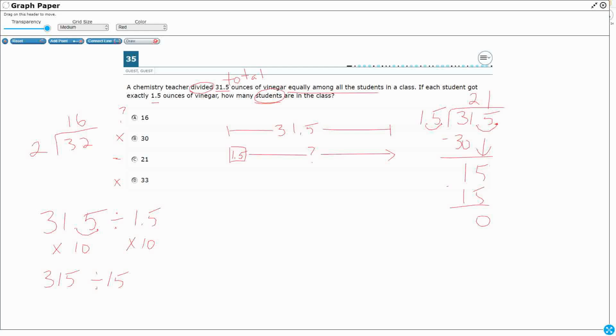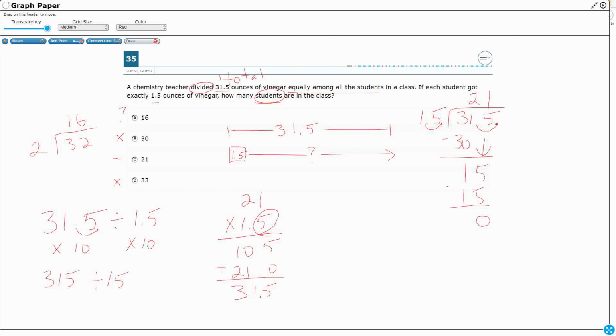Now, to double check, it's pretty easy. I'm going to do 21 times my 1.5. And then that is going to be 5, and that's 10, and then that's going to be 21. Now, since we kept that decimal, we have 1 digit behind the decimal in a factor, and we've got 1 digit behind the decimal in our product. So that does get us back up to that 31.5, which is what we started with.